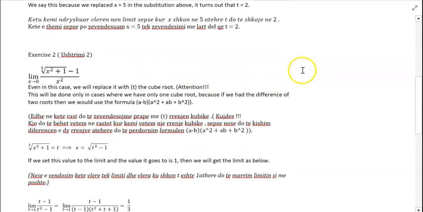Okay, let's move on with the second exercise. We have the limit when x goes to 0 of the square root of the cube root of x squared plus 1 minus 1 over x squared. Even in this case, we will replace the cube root with a t.